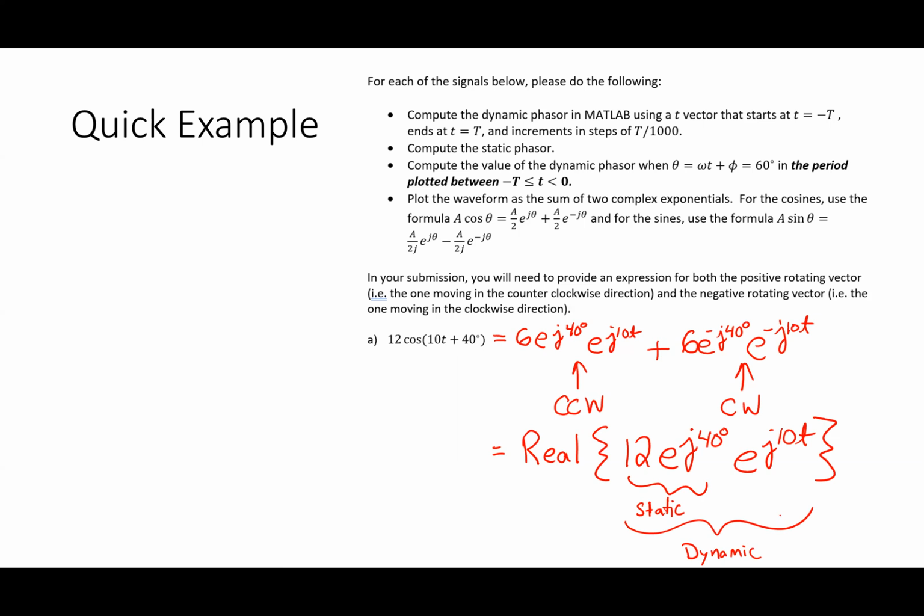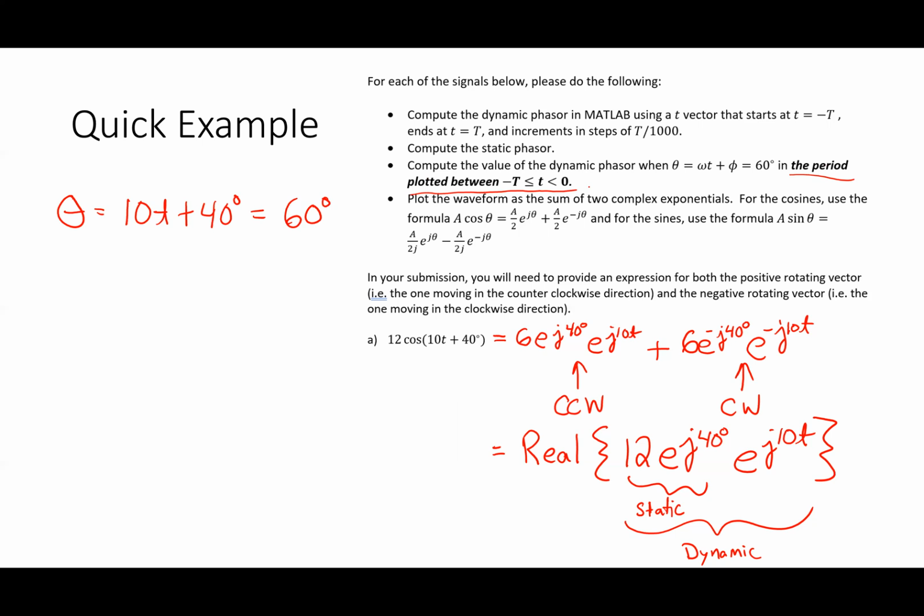Now, what I asked you to do in here is compute the value of the dynamic phasor when theta, which is equal to omega t plus phi, equals 60 degrees. So when theta, which for this is omega t plus phi, is what? 10t plus 40 degrees. So where that is equal to 60 degrees. Now, I think what screwed up a lot of people here is it says the period plotted between negative capital T, so minus 1 period, and 0.